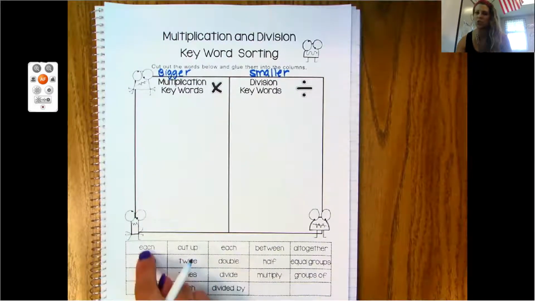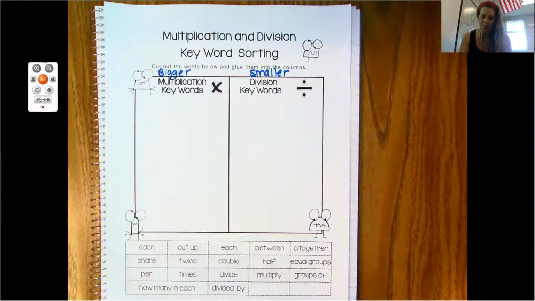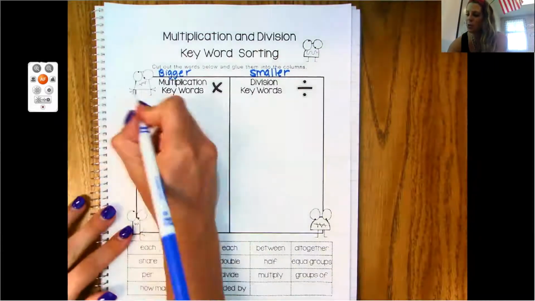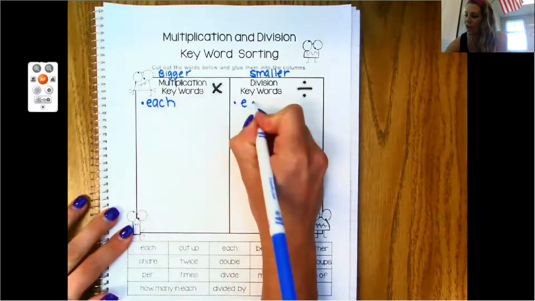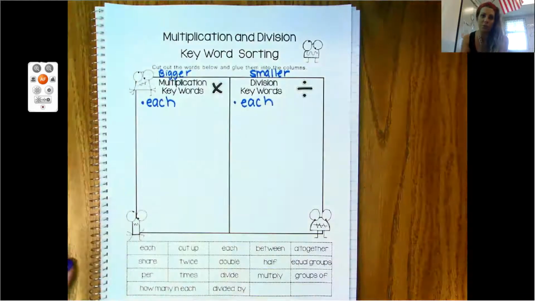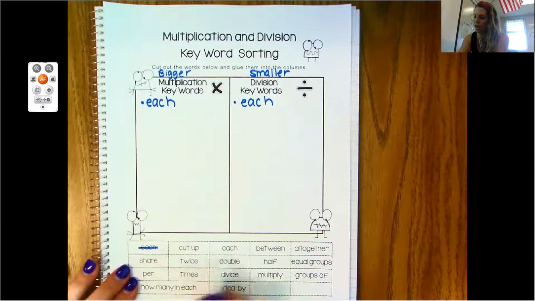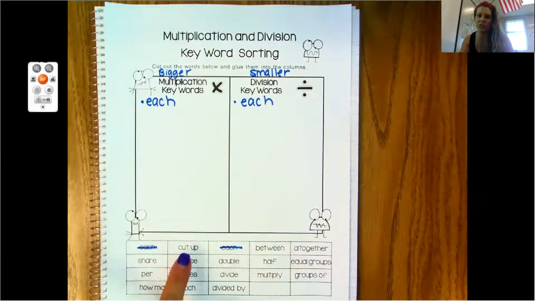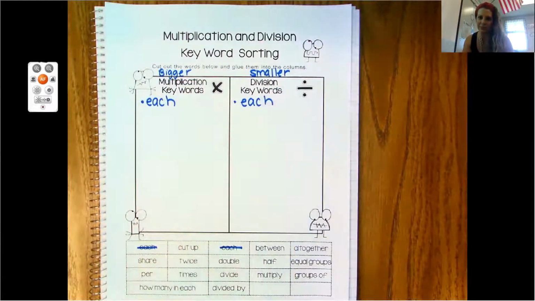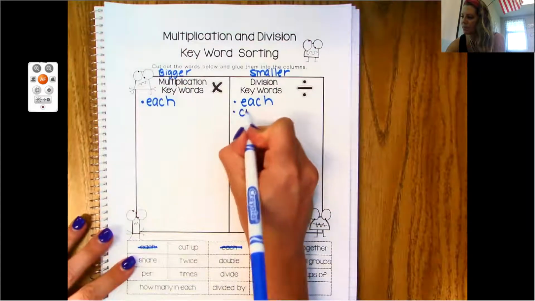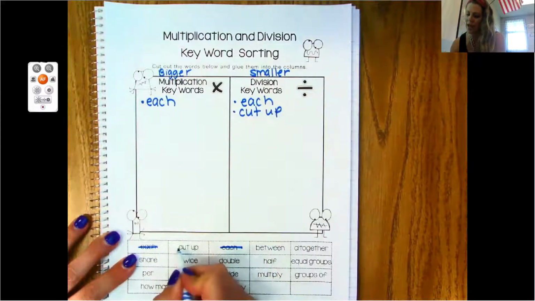And I actually see 2 eaches. So if you remember from yesterday, you can use each for both multiplication and division. So let's go ahead and cross that off. All right, let's look at the next one. Cut up. If you're cutting something up, do you think you would be multiplying or dividing? Dividing, right? So cross that one off.